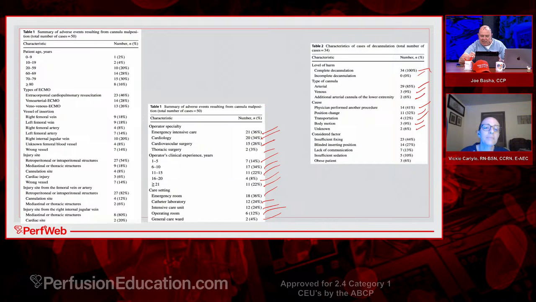Considered factors. Insufficient fixing, meaning the cannulas were not sewn in, secured well enough. Blinded inserting position, lack of good communication, insufficient sedation, and obese patients were more likely, because I've seen that before where they're cannulated in the femoral artery and the cannula is almost not long enough to make it all the way into the vessel. It's just barely in there. I've seen that happen before. So there you go there.